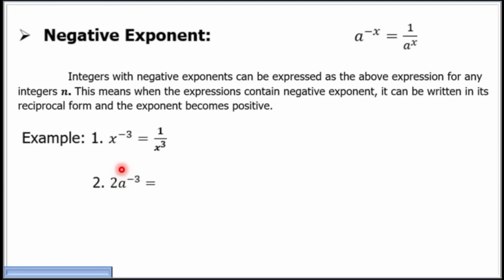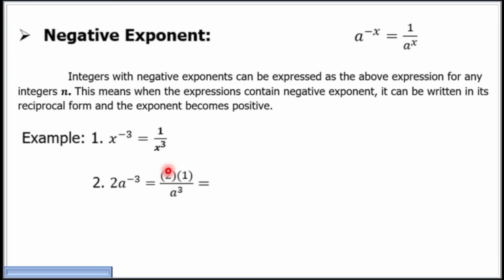Remember, 2 and a do not have the same exponent. 2 has an exponent of 1, while a has negative 3. So the question is, will 2 move or be reciprocated? No. So it stays in the numerator, and a transfers to the denominator and the exponent will be positive.